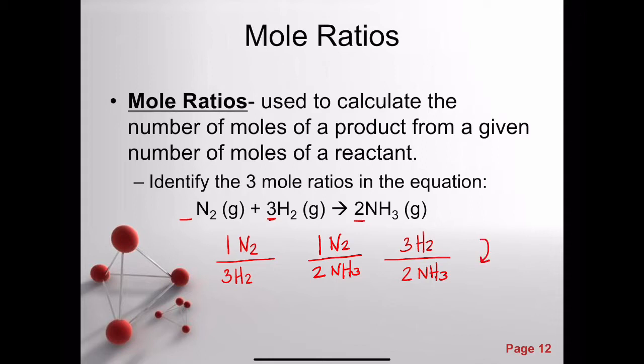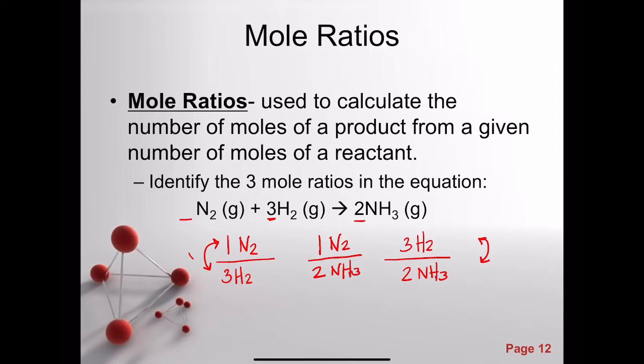All of these can also be flipped. It doesn't matter which one's on the top and which one's on the bottom when you do these. What we have to do in stoichiometry is we often use mole ratios to do our dimensional analysis across the page. And what determines which one you put on the top or which one you put on the bottom is based on what you have to cancel out from the step before.